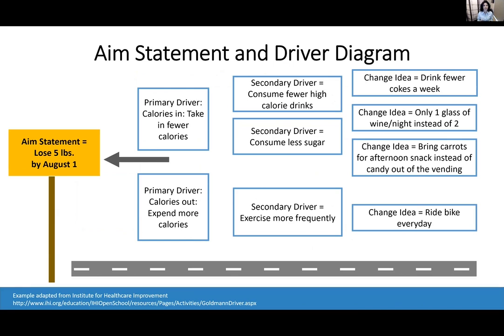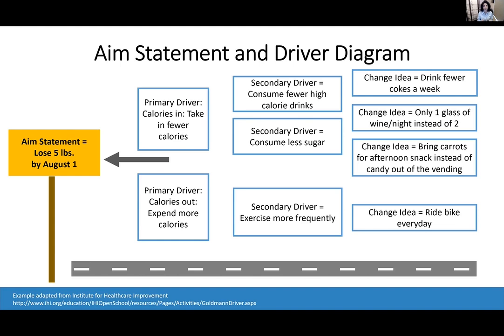So let me give you an example to break down these ideas even more. And again, let's come back to this idea of a map. This is our theory for how we're going to get from point A to point B. So that destination, that point B is the aim. And the drivers show the pathways for how we'll get there. So if we do this, it will cause that. So simple example, let's say someone wants to lose weight. Their aim is to lose 5 pounds by August 1st. So how do they do that?